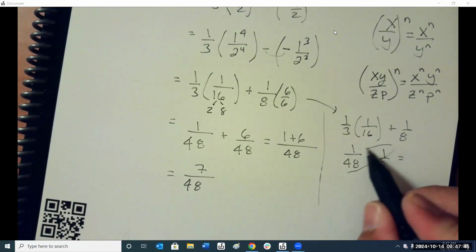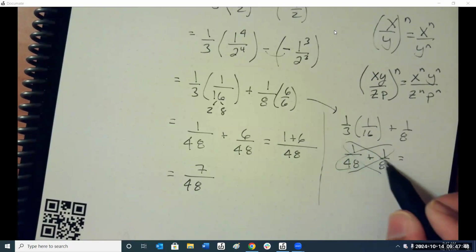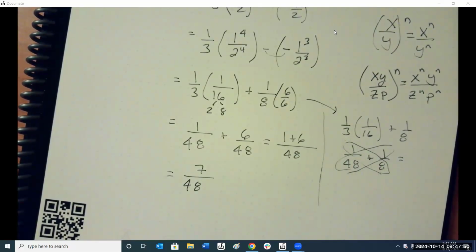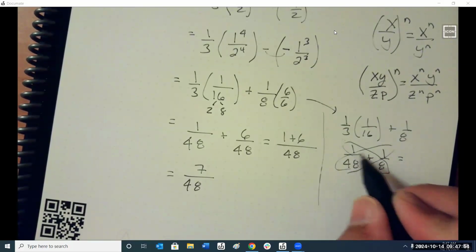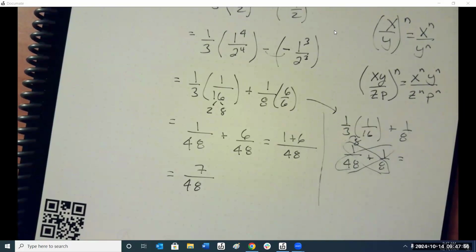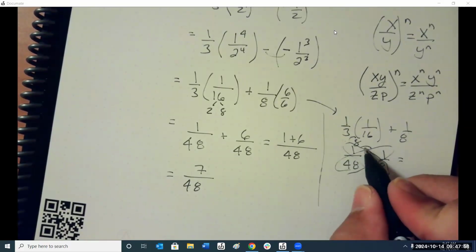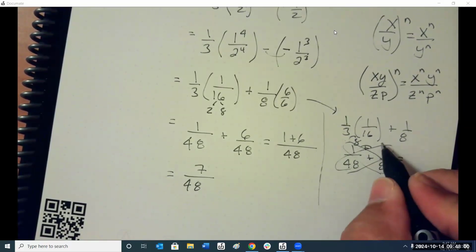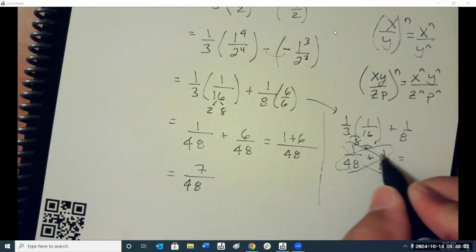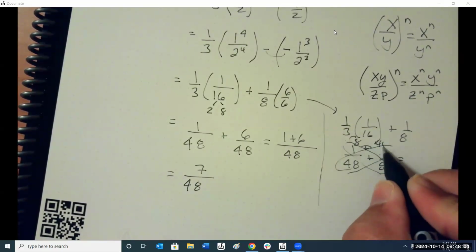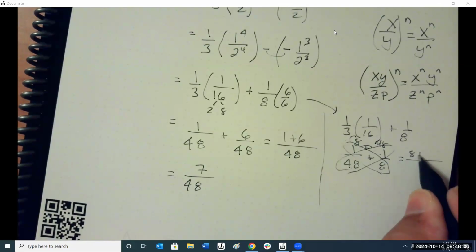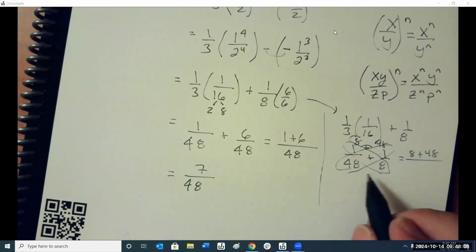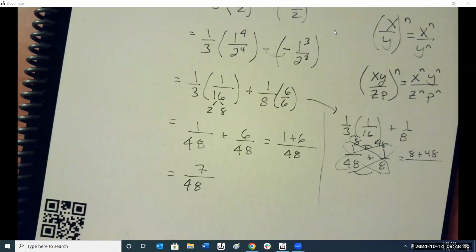And we can always use the butterfly method. And we'll see what the problem is with this one. So 1 times 8 is 8, plus 48 plus 1 is 48 times 1 is 48. So we got 8 plus 48. Here's the problem.